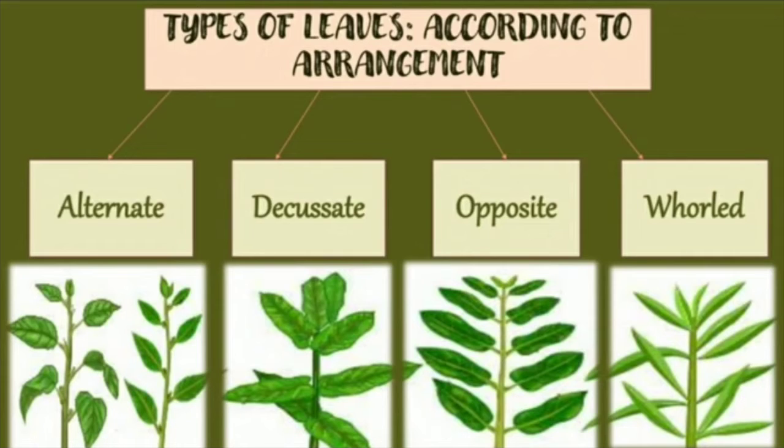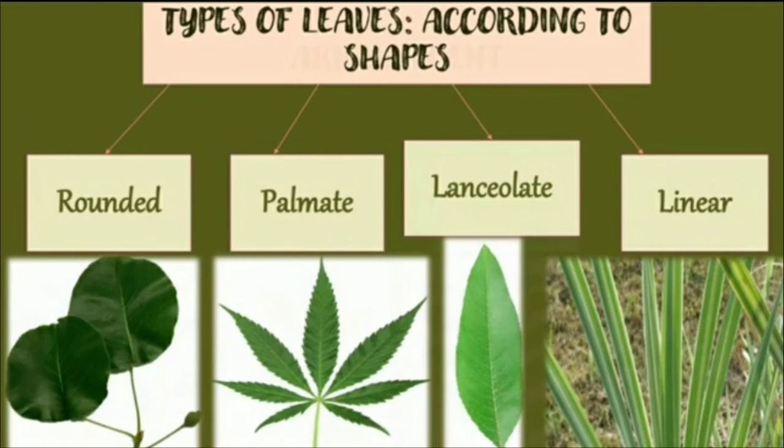Understood, children? What are the four types of leaves according to the arrangement? Alternate, decussate, opposite and whorled. Children, now the types of leaves according to their shape.